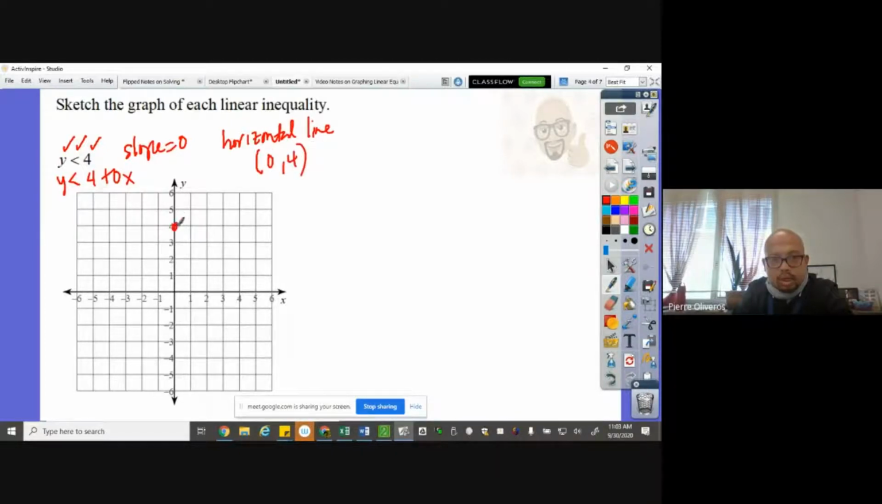So 4 is right here, and that's going to be a horizontal line, but this time it's going to be dotted. Why is it dotted? Because it's only less than. If there's a less than or equal to, then it will be a solid line. Now, here there's no above, and it's less than, so it is going to be below. The below portion here will be right here, everything here.